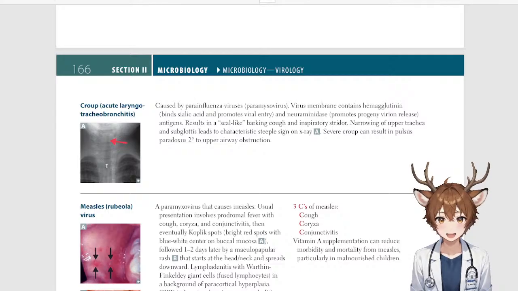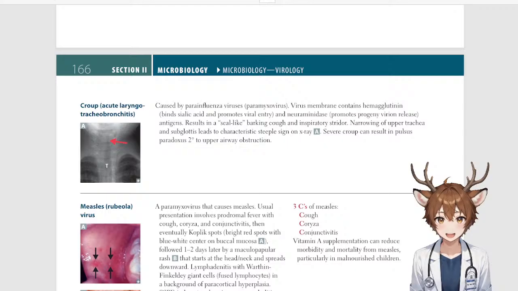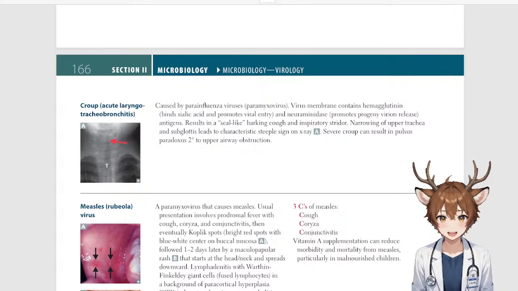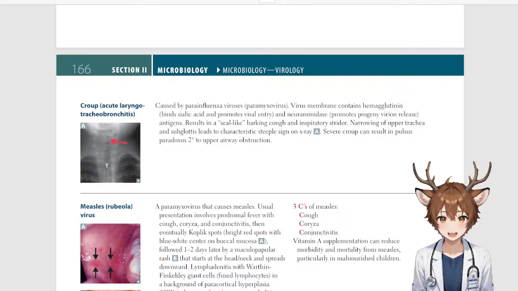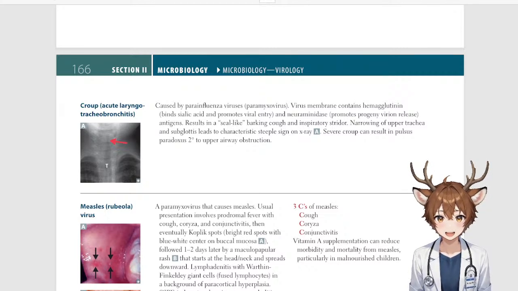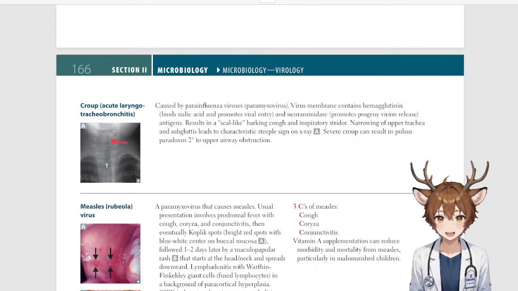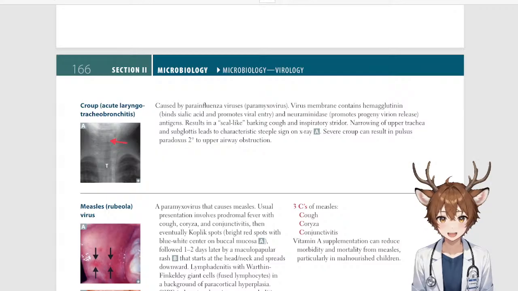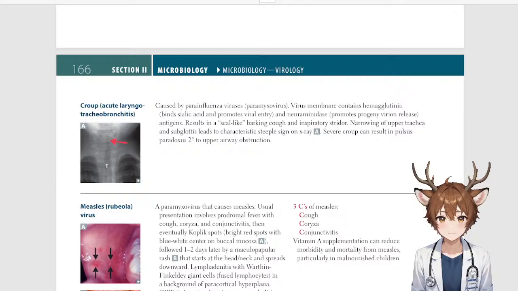What about acute laryngotracheobronchitis, or croup? Also called croup, caused by parainfluenza viruses. Virus membrane contains hemagglutinin, which binds sialic acid and promotes viral entry, and neuraminidase, which promotes progeny virion release. Infection results in a seal-like barking cough and an inspiratory stridor. Narrowing of the upper trachea and subglottis leads to a characteristic steeple sign on X-ray, as you can see in the picture. Now, your book also says severe croup can cause pulsus paradoxus secondary to upper airway obstruction.